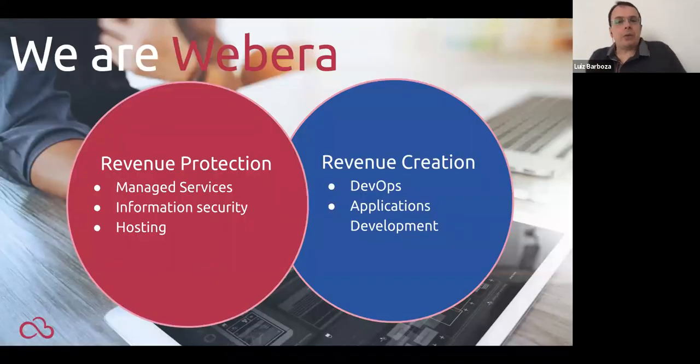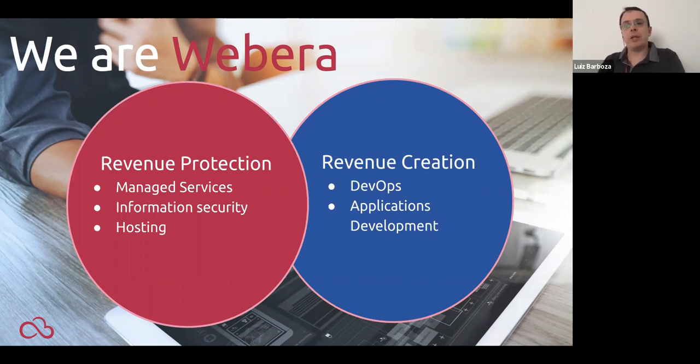And let me talk a little bit about Webira. We have two main pillars of work. The first one is what we call revenue protection, which comprises managed service, information security, and hosting. The main idea here is to keep operational all the IT infrastructure of the customer, within the cloud, of course, so the customer doesn't have to worry about their infrastructure. They can simply outsource it to us, and we can manage all of it for them.